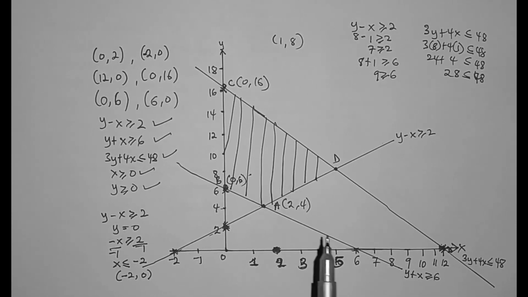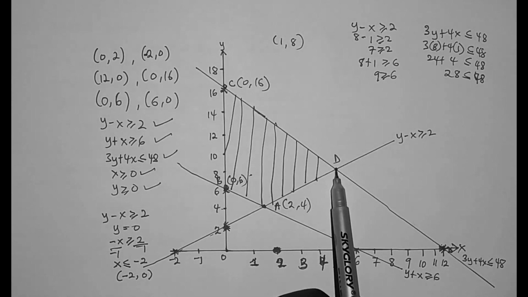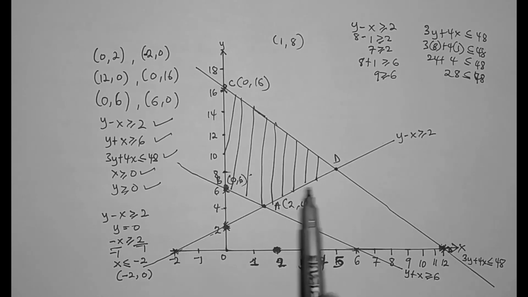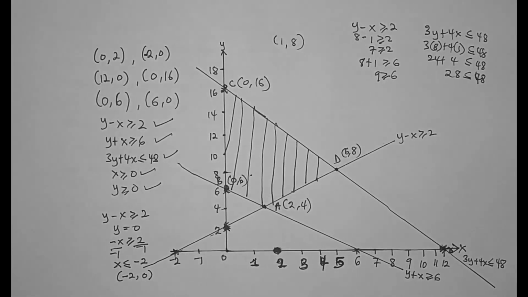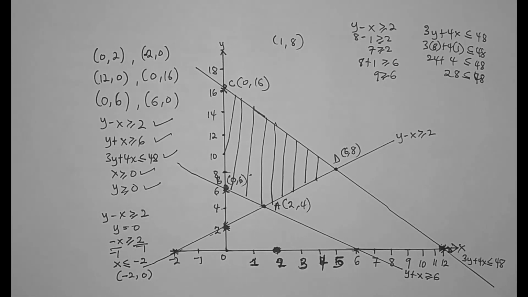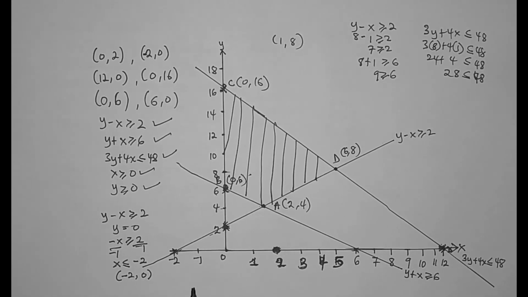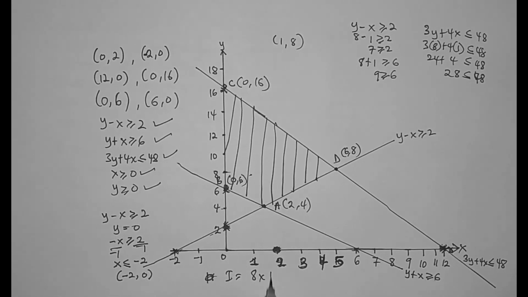Then d. See that d is somewhere 6, and then it's also somewhere 8, and therefore d is 6, 8. So having found this, let's go ahead and find the maximum value. But remember that our objective function is I equals 8x plus 10y.